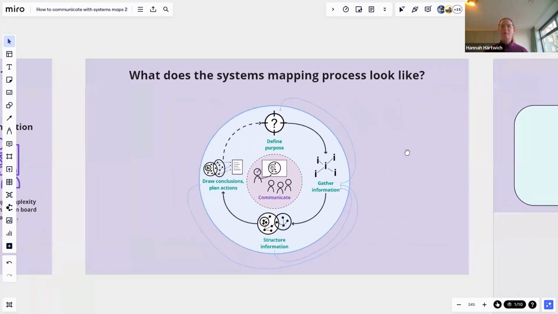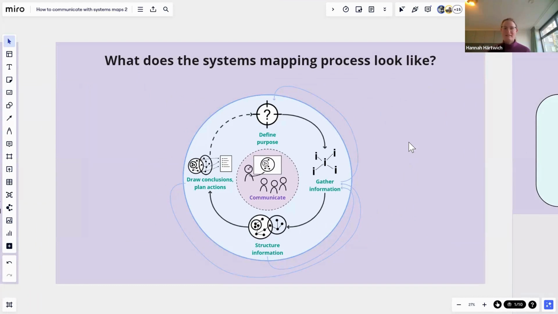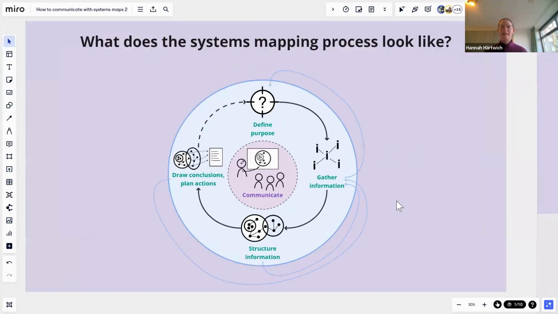Then having a look a bit at what the systems mapping process actually looks like. Here I identify four key activities. Always starting with more clearly defining the purpose of a systems mapping project. What do we want to achieve together? From there, we start to really gather a lot of information. We then have to structure that information. And finally, we will come to the point where we can draw conclusions and plan actions together.